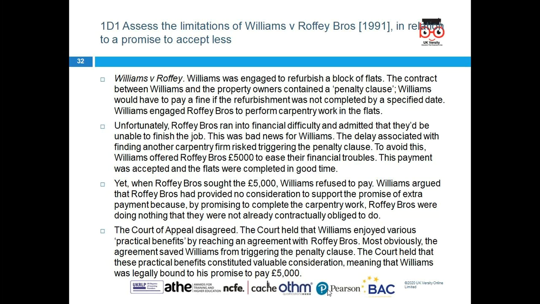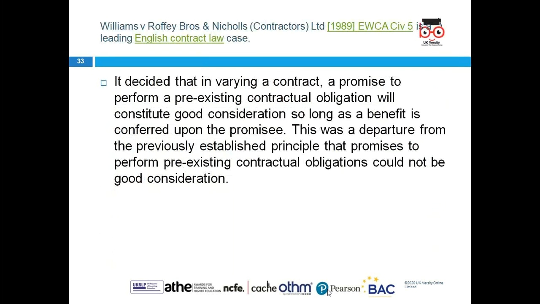So we need to look around, assess the limitation in that case. Yeah, I need to take some notes. This slide will be available on Moodle at the end of the lesson, so no need. Okay, so we can look around this.